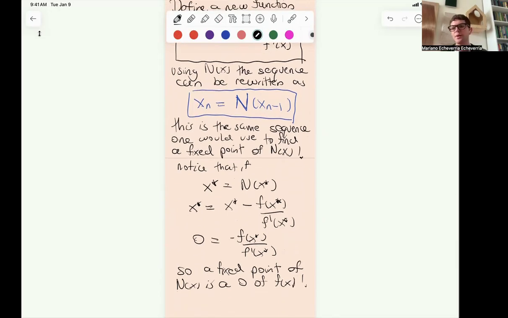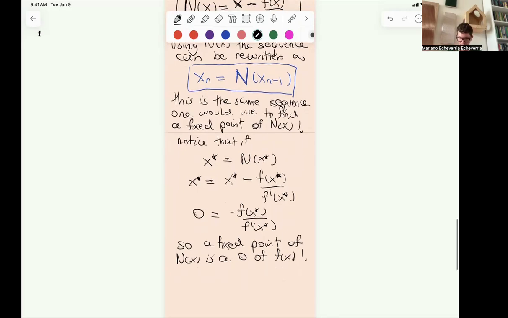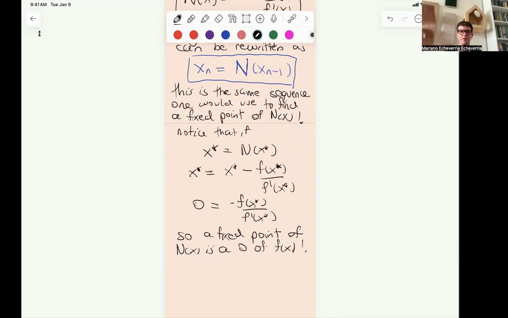What I'm trying to say is that whether Newton works or not boils down to whether the conditions of the fixed point theorem apply to the function n. Because we had the fixed point theorem from yesterday, we could try to apply it to n. So it all boils down to whether the fixed point theorem can be used for n.